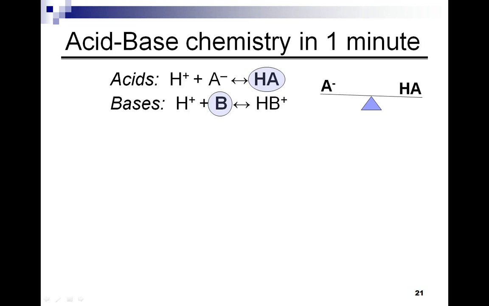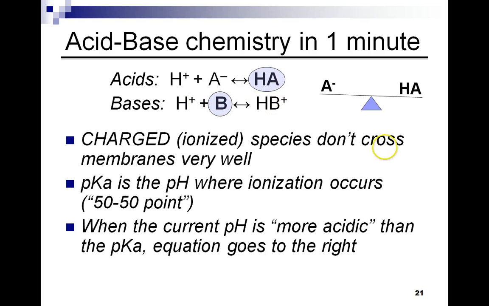Before we go any further, we need to take a minute and do a quick review of acid-base chemistry. Drugs are typically either an acid or a base. For our purposes, we'll define an acid as any drug that can be dissociated into a proton and a negatively charged species. A base is any drug that can accept a proton to become a positively charged species. Well, we know that charged species don't cross membranes very well.